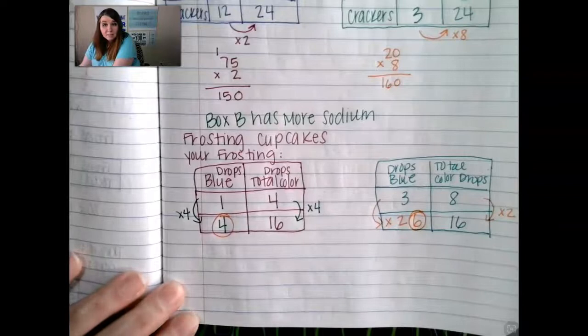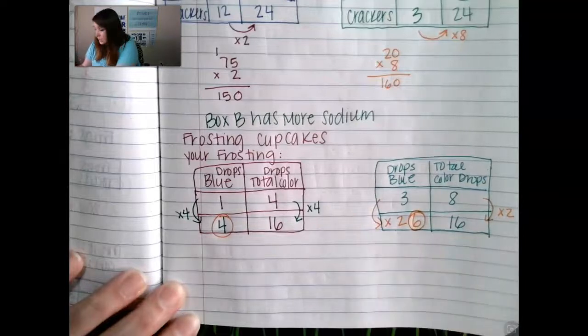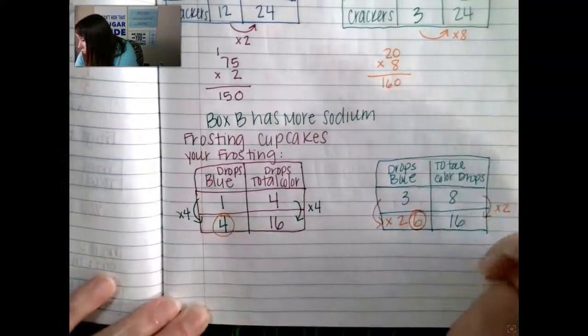So who has the most blue drops? My frosting has more blue than red. So that would be Miss Englander's, right?